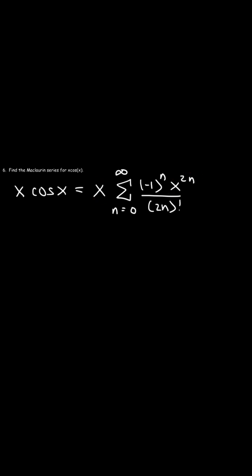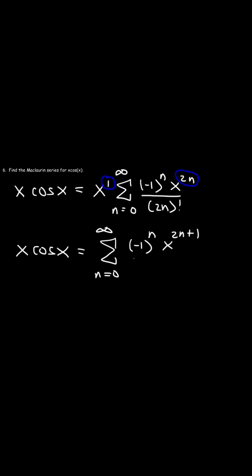And so this is x to the first power. Therefore, we need to add 1 and 2n. So the Maclaurin series for x cosine x is going to be the summation from 0 to infinity of negative 1 to the n times x raised to the 2n plus 1 over 2n factorial. And that's all you got to do for this problem.